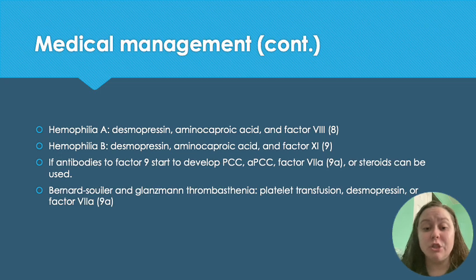Hemophilia A patients, we would give desmopressin, aminocaproic acid, and factor VIII. Hemophilia B, desmopressin, aminocaproic acid, and factor IX. If antibodies to factor IX start to develop, PCC, APCC, factor VIIa, or steroids can be used. Bernard-Soulier and Glanzmann thrombasthenia would be platelet transfusion, desmopressin, or factor VIIa.